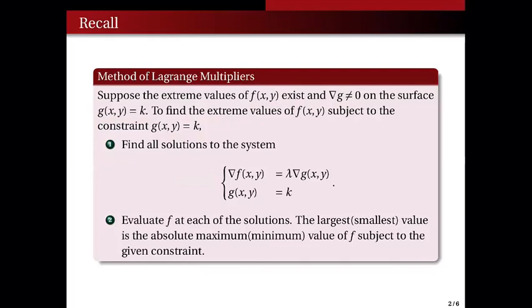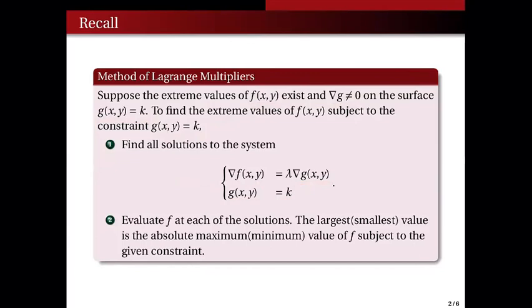So we have the gradient of our function f. It should be equal to lambda times the gradient of the function g for some lambda. And we have the constraint g of x comma y equals k. So we will try to find these values, this lambda, the x, and the y, that will solve this system. Okay? We will have at least two of these.